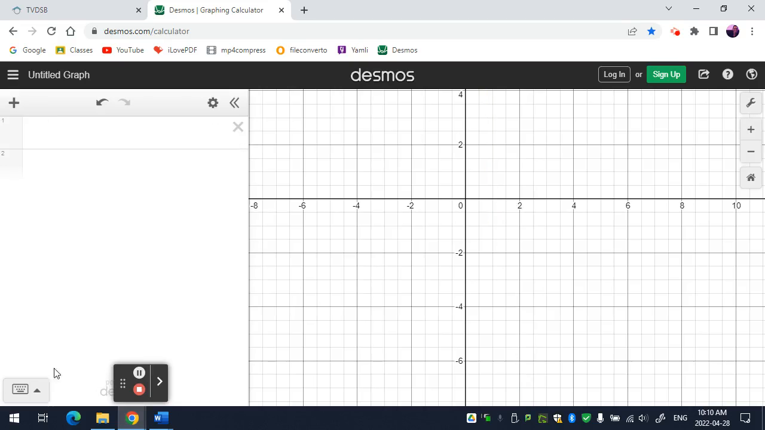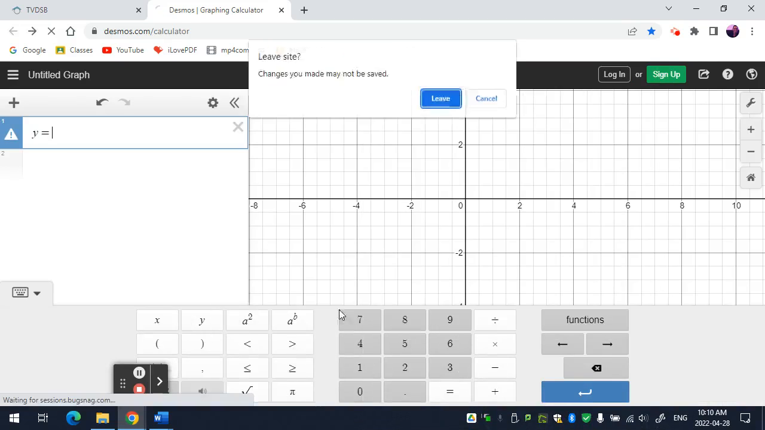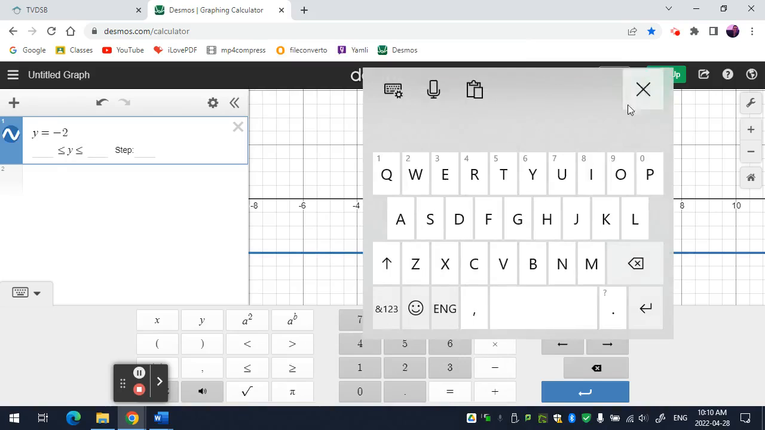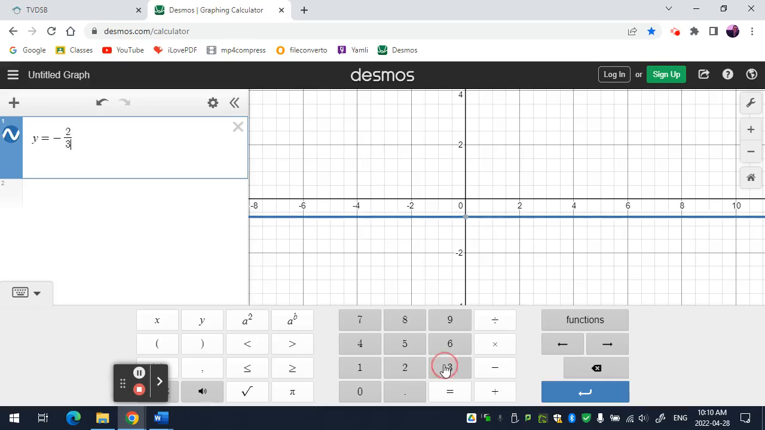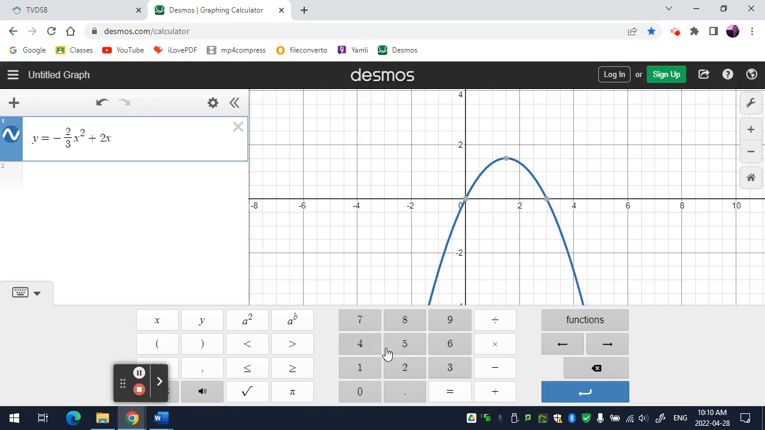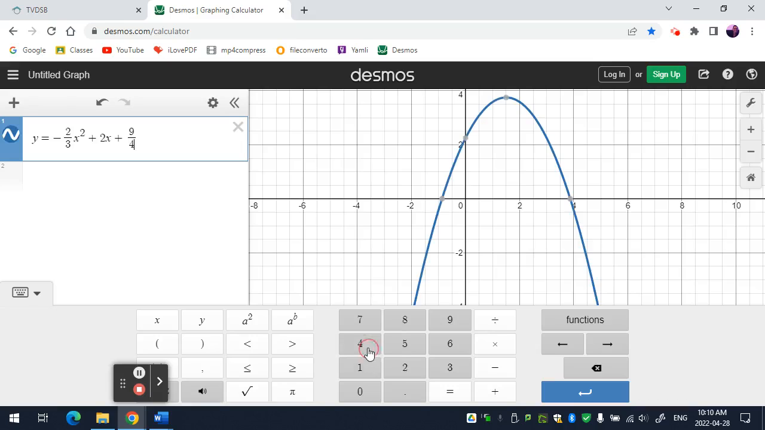Go ahead. Y equals negative 2 over, okay, fine, divided by 3. Keep going. X squared, or I could make it what? X squared. Everyone, I'm going to just call it x squared. Keep going. Is it a plus or a minus? Power of 2. Yes. After that, plus 2x. Plus 9 over 14. Oh, 14, sorry.